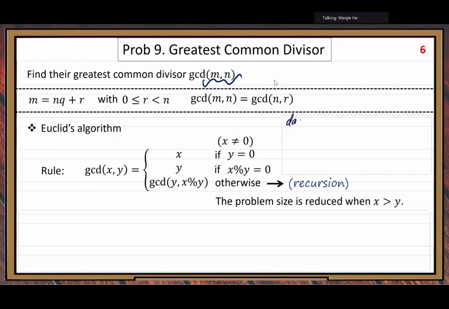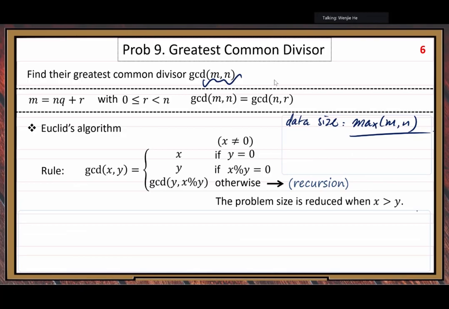Data size here, we can use the maximum of M and N, because here we have two numbers. What magnitude are you talking about? The larger one. The magnitude of the largest, if you have several. Sometimes you may have several parameters, right? Then what's the magnitude you are talking about? The largest one. The magnitude of the largest number.